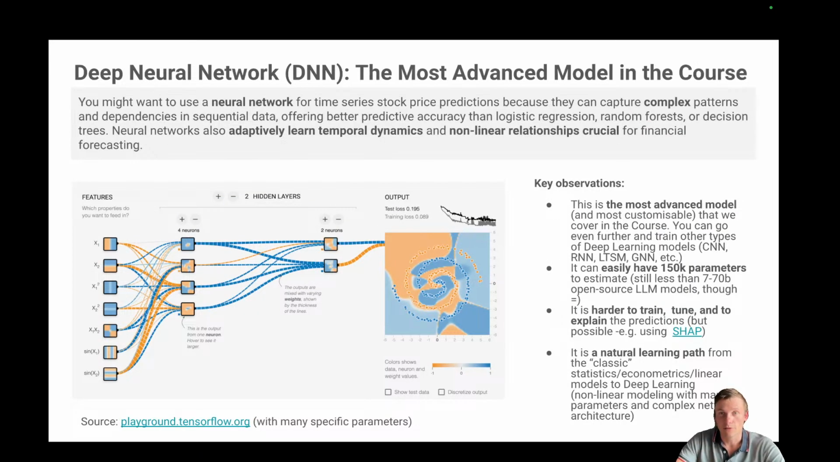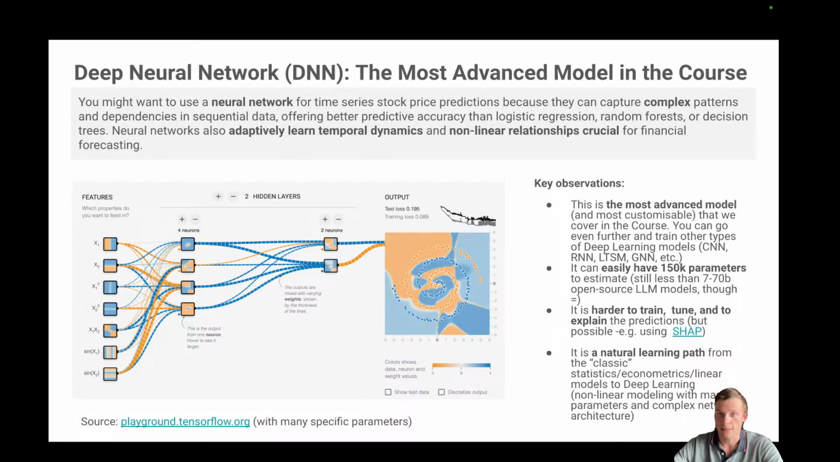So, deep neural network. This is the most advanced model, but I still want to cover this. We will use a visual playground on tensorflow.org. I provided the code for hyperparameters tuning. You can try to use this code. If you have more data and fewer features, it may work.